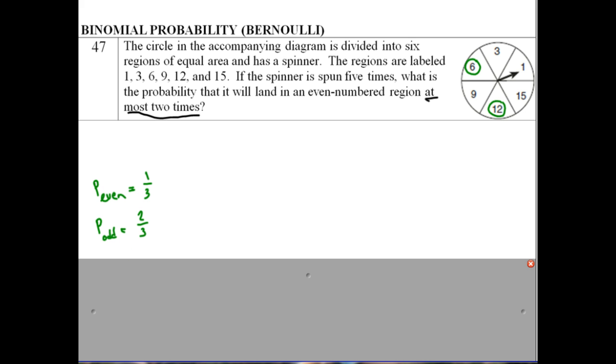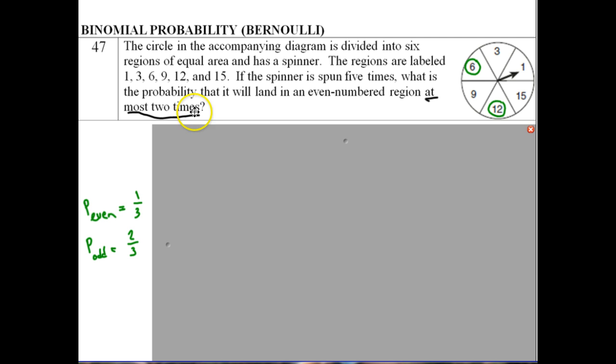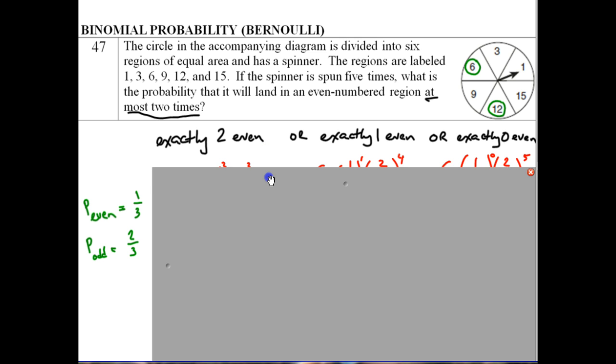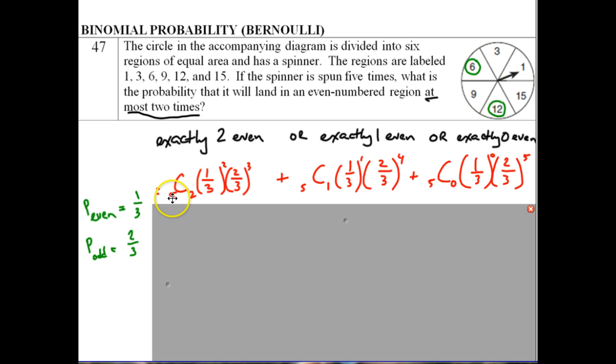Let's proceed. Now we need to figure out what at most 2 means. And you would think that would be obvious, but often students will leave out a critical number. They'll leave out 0. If we're talking about at most, we're talking about exactly 2, exactly 1, or exactly 0 even spins. So we need to do 3 separate calculations and add them up. So in the first calculation, it's going to be a 5c2 because we have 5 spins. I want 2 evens. We have the probability of even and the probability of odd.